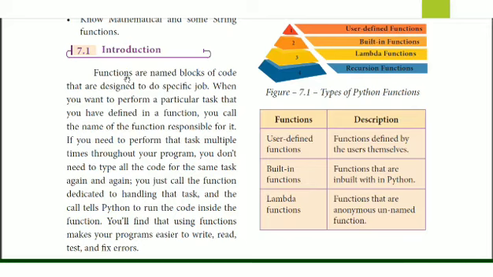Functions are named blocks of code that are designed to do some specific job. A function is nothing but a set of instructions to perform some specific task. Every function should have a name, then only we can call the function whenever we need to do the specific task, which means the block of code will be executed by calling the name.